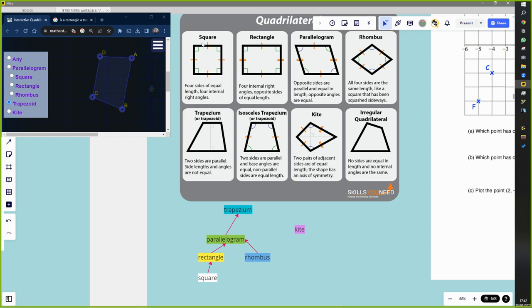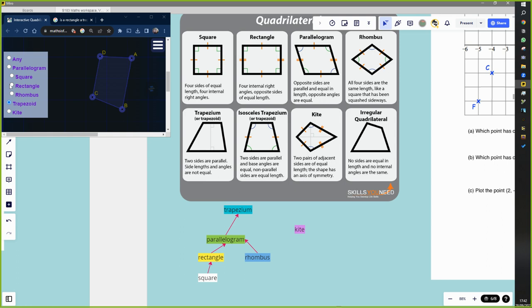A square also has opposite sides that are parallel and equal length, has four internal right angles, and the other two are also equal in length to each other. They're just also equal in length to all four sides. So, in other words, a square is a rectangle, but a rectangle is not necessarily a square.